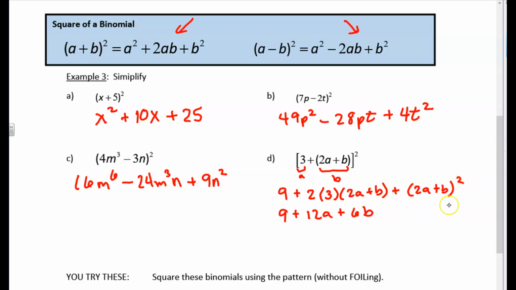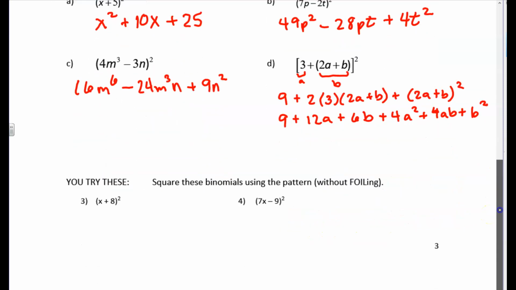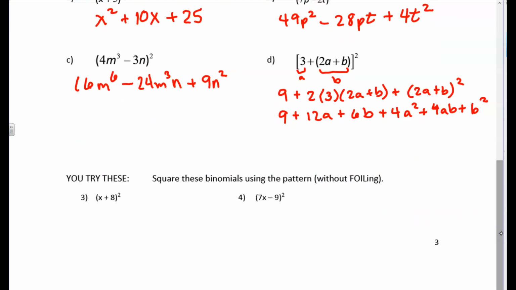And then this one here, I'm going to FOIL out, and we can actually FOIL out using the same pattern. This becomes 4a squared plus 4ab plus b squared. And when I'm looking at this, I look to see if I have any like terms, and I do not, so that's my final answer. All right, guys, take a moment and FOIL out 3 and 4 using these patterns. Okay, go ahead and check your answer.